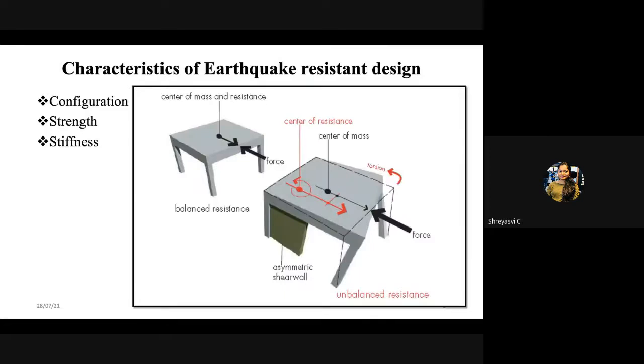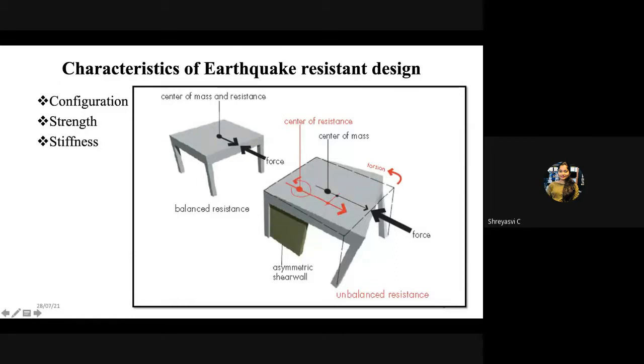And the third thing is stiffness. Whenever we have irregularly shaped structures or irregular placement of different structural units, there is a possibility that the center of mass and the center of stiffness, or center of resistance, may not coincide. If you see the first one here, which is just a simple portal frame, both the center of mass and the center of resistance are coinciding. And hence, even if it is subject to lateral load, we may not see much torsional force developing.